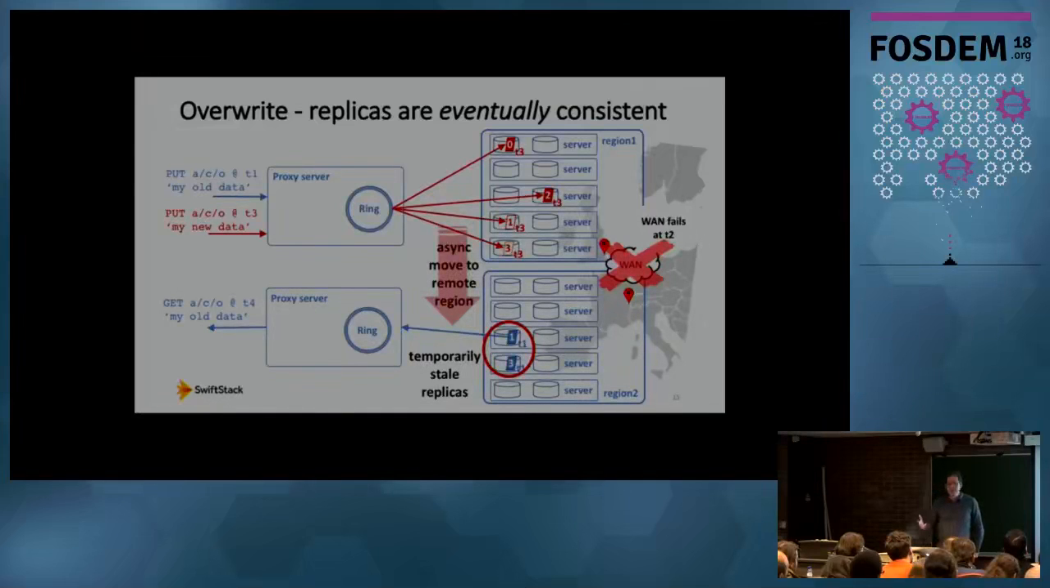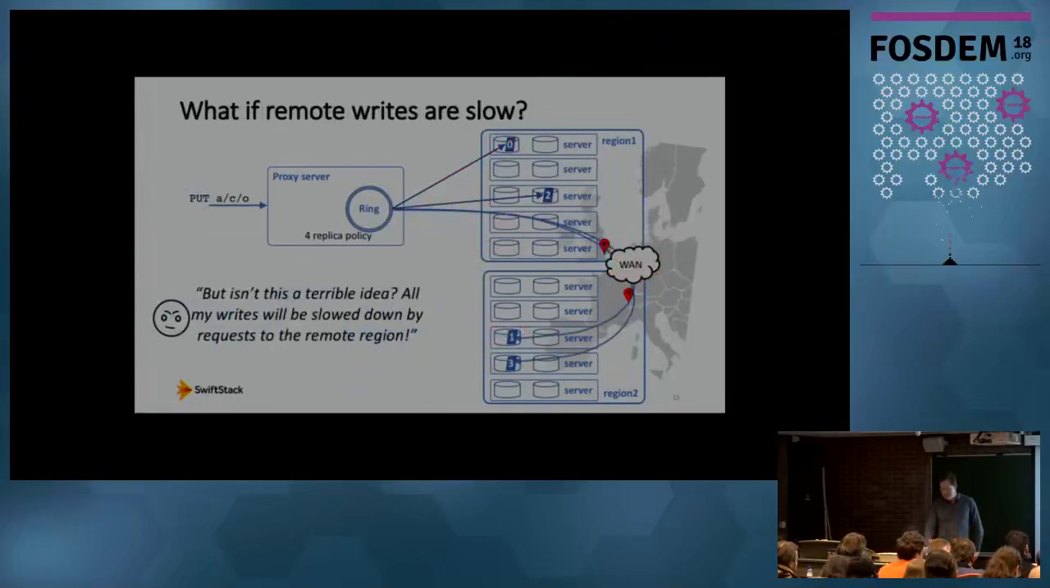So hopefully our wide area network doesn't fail too often. But it may be that it has lower bandwidth or higher latency than the network within our single site. And it wouldn't be unreasonable to ask the question, well, isn't this a terrible idea? That now every one of the write requests into the cluster is having to write data into the remote region. Isn't this going to slow down every put request, every write request? And the answer to that is potentially yes, it will.